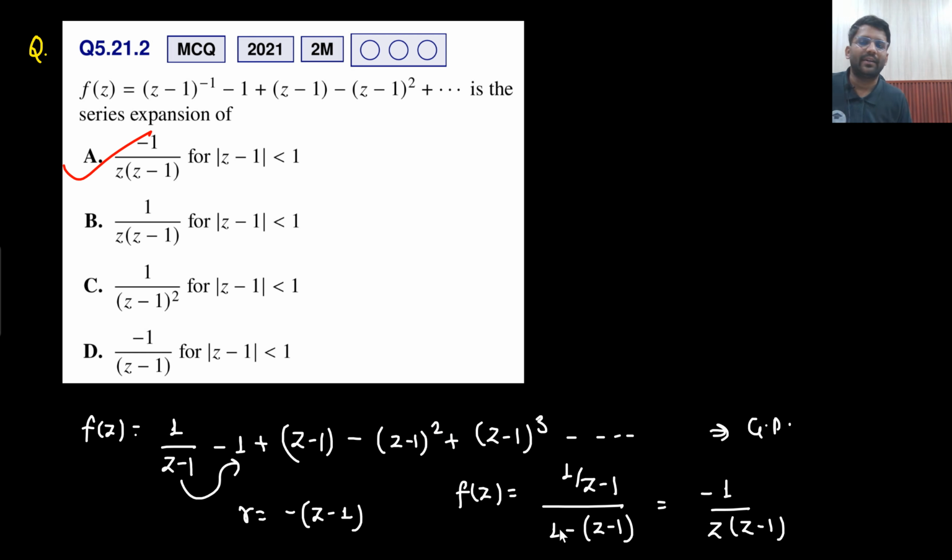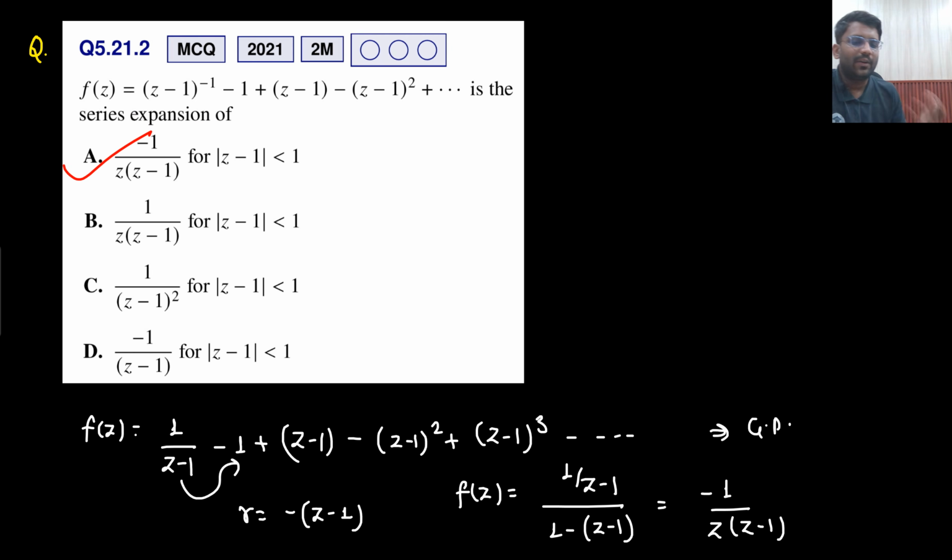So you will not expand it. Everywhere you are not going to expand it. It is very straightforward that a upon 1 minus r. What is a? 1 upon z minus 1 divided by r. R is z minus 1 with the negative sign. So the answer is coming out to be minus 1 by z into z minus 1. So every time you will not expand it. The expansion about z equals to 1 you are doing, so this is the expansion that you are getting. Understandable or not?